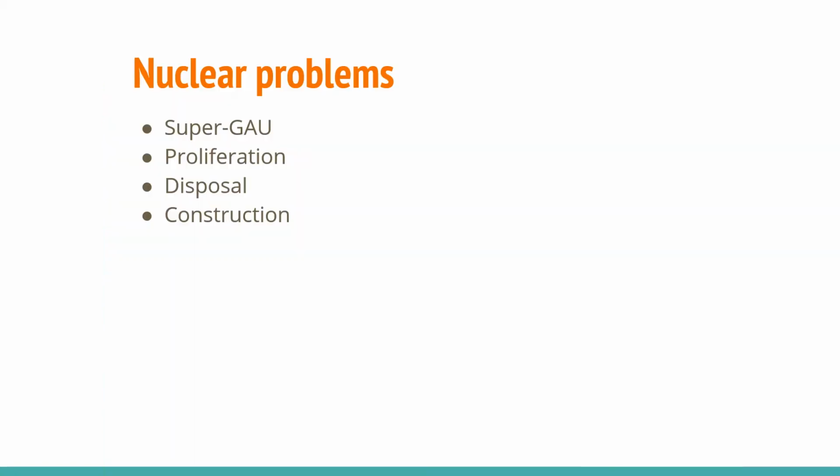And now we talk a little bit about the problems of conventional nuclear. There are four problems. The first one is the super-GAU, that you have a more or less uncontrolled reactor. A problem is proliferation. That means you cannot always be sure that maybe some people build a nuclear bomb out of that. You have the disposal problem, what to do in the long run and how to construct that. So let's look into the detail.